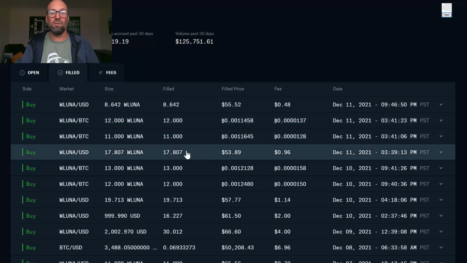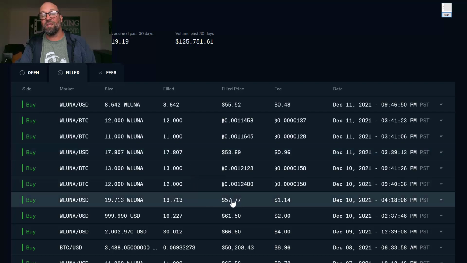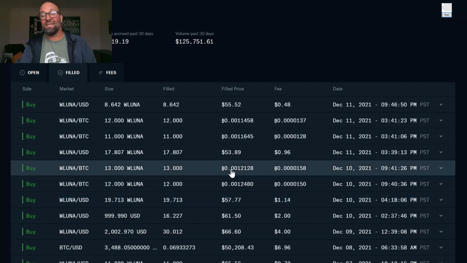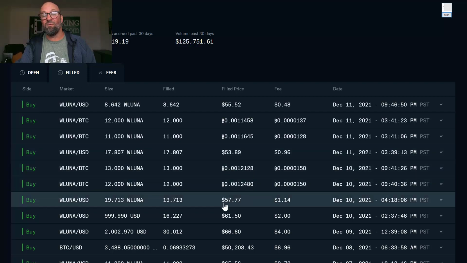So I bought some Luna there. You can see I had an order for 17 Luna filled at 53.89. Part of why that's bigger is because I actually didn't think we'd fall through the 55. I thought if we got down there, we might scam wick. So this is my order at 55. I was hoping we'd bounce here.